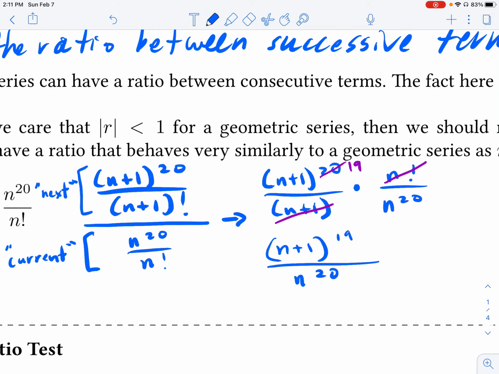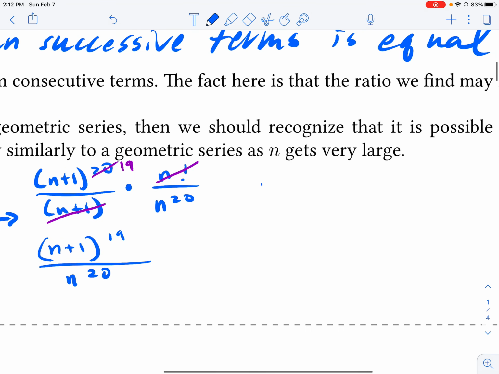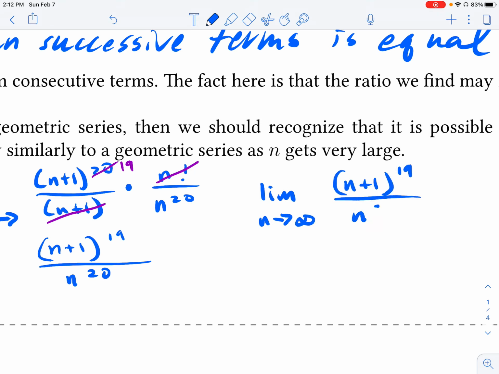Okay. Now, before I proceed, I want to just make sure that we're clear as to what our thought process should be. We're trying to apply the same logic that we looked at with geometric series, which is if the ratio between terms is less than 1, then we know that the series converges. And that makes sense because the terms are getting smaller and smaller and smaller. Now, for us here, we want to then look at the limit of this ratio. The limit as n approaches infinity of n plus 1 to the 19th power over n to the 20th.